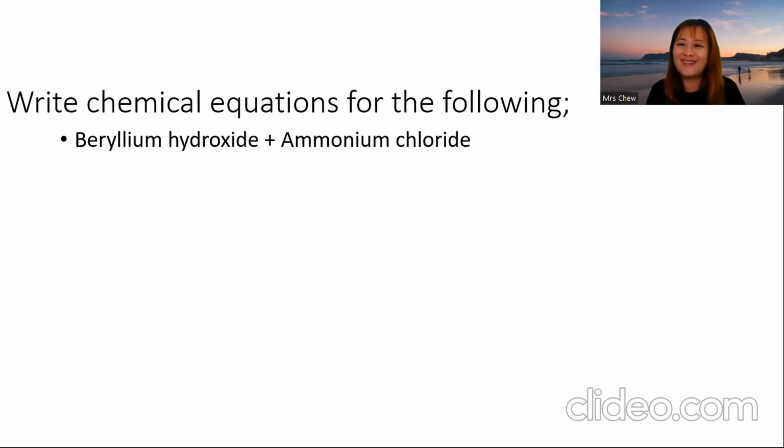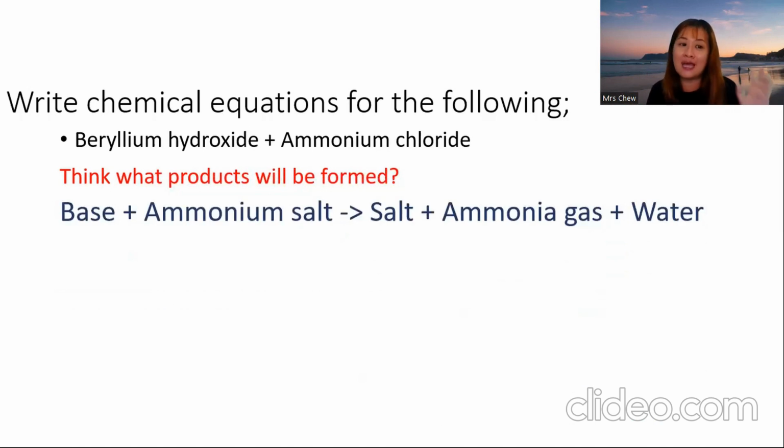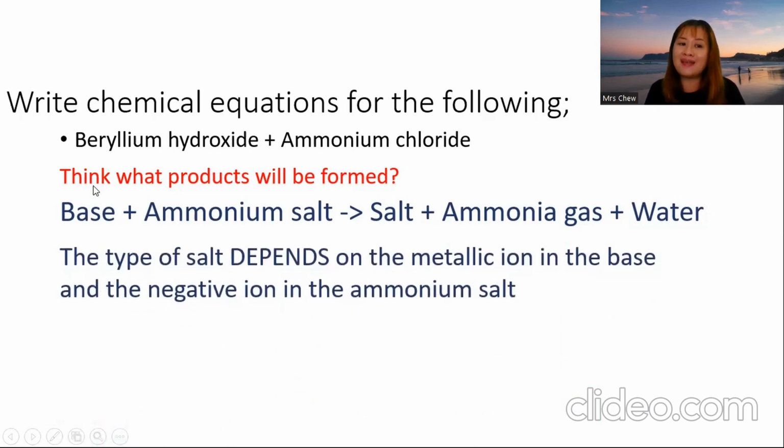And what will we have? Once you have identified that, oh, it is a base plus ammonium salt, you must remember we will have a salt, ammonia gas, and water. And the salt actually depends on the metal, the metallic ion or the positive ion in the base and the negative ion in the ammonium salt.